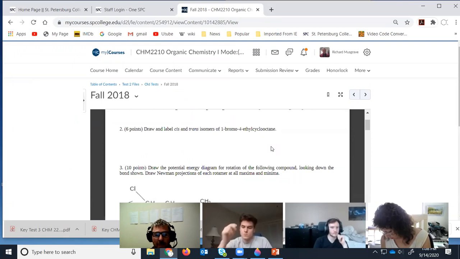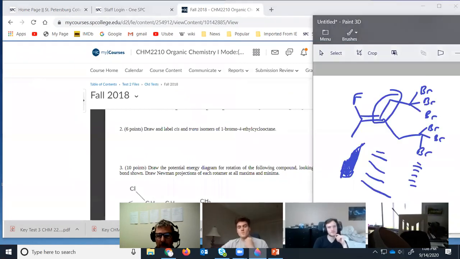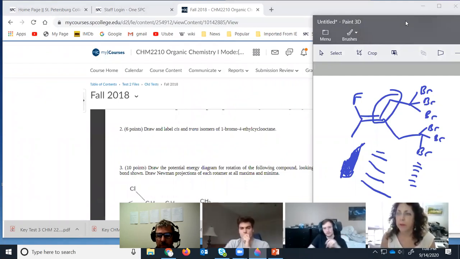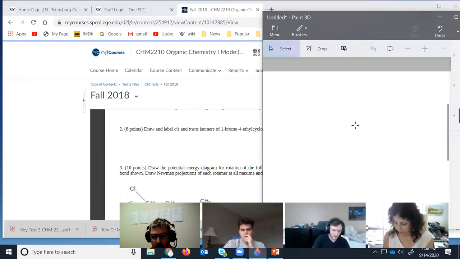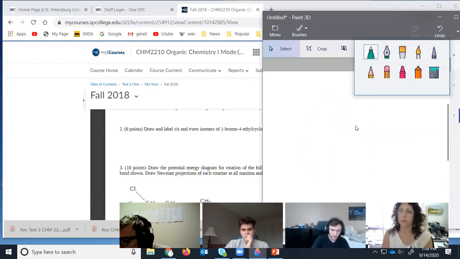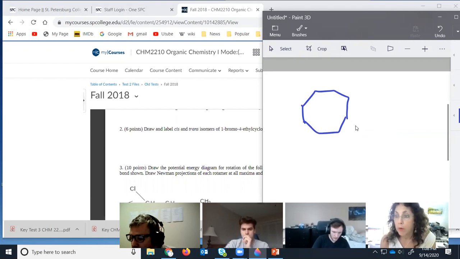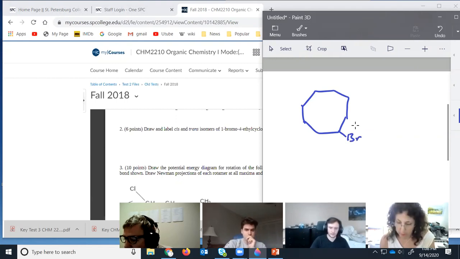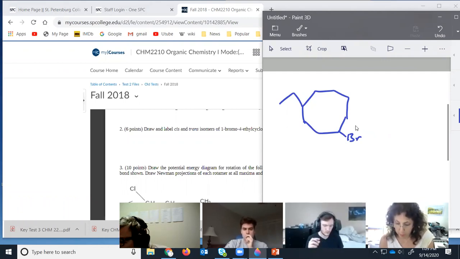So if you had something like draw and label cis and trans isomers of 1-bromo-4-ethyl-cyclooctane, what you do first is draw your cyclooctane, which looks like a stop sign, and then 1-bromo, so you just stick a bromo off here, that's fine, and then 4-ethyl. Doesn't matter which direction you go, I'll go in this direction, 1, 2, 3, 4. There we go. So that's what it would look like if we weren't showing the stereochemistry. And that's probably not a bad idea to show what it would look like without stereochemistry first, and then to draw it with the stereochemistry.